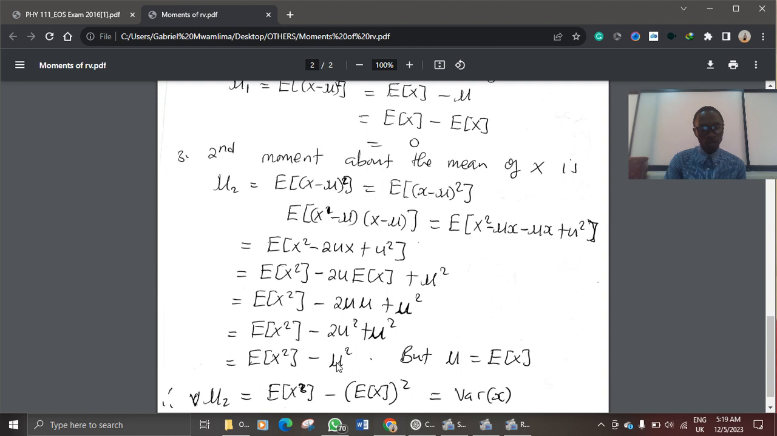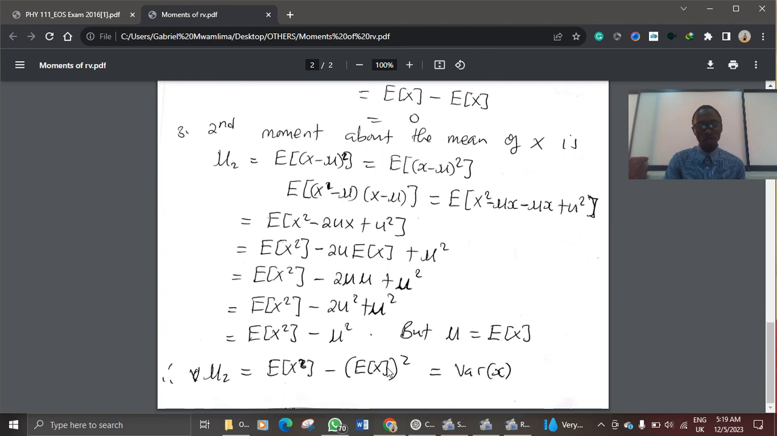So where we have mu, we substitute the expectation of x. It will be the expectation of x squared minus the expectation of x, all squared. This is equal to the variance. So under the central moment, we can obtain the variance using the property for the second moment about the mean. The second moment about the mean gives us variance. So that's what it is.